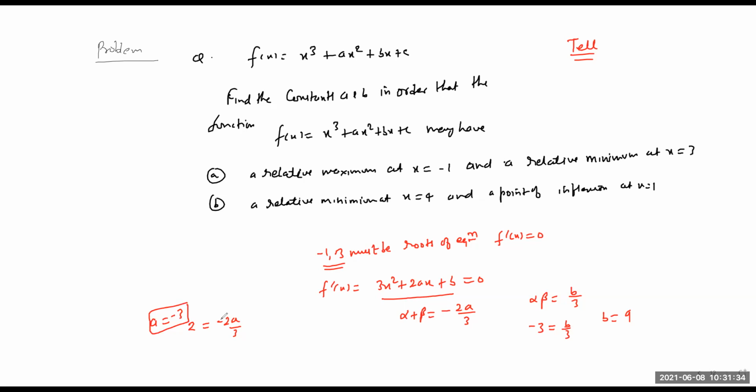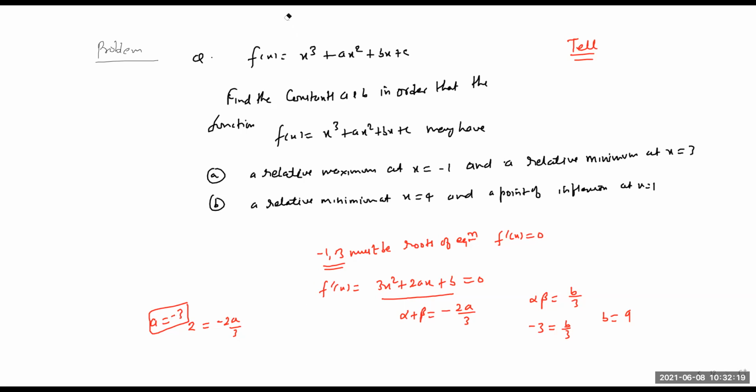Sir, how did you get b by 3 as minus 3? What I did was, I first got the derivative, 3x square plus 2ax plus b equal to 0. Then I solved it with the quadratic equation. Since minus 1 and 3 are roots, I equated them. So I got two different equations: 6a plus 3b equals minus 9 and 18a plus 3b equals minus 81. When I solved them, I got 6 and minus 15.